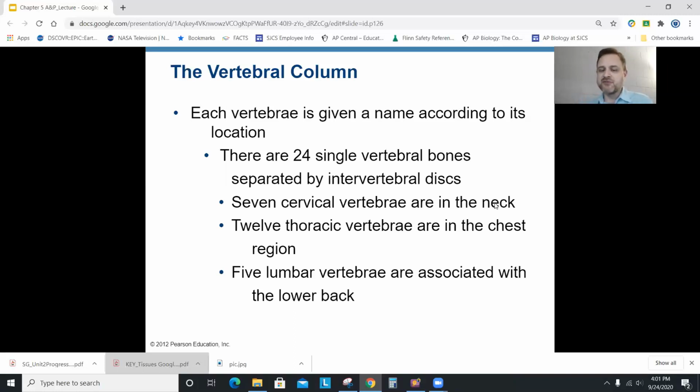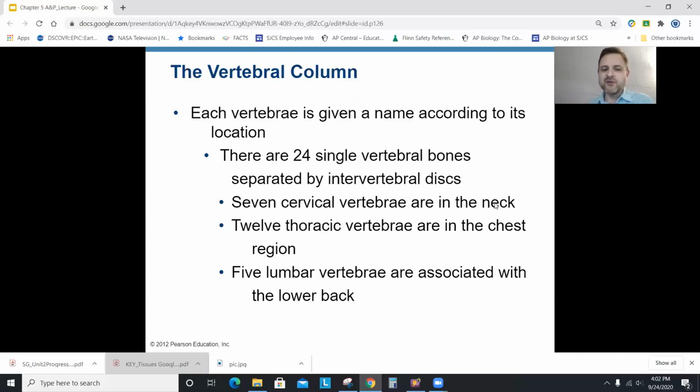There are actually 24 individual vertebra, separated by what are called intervertebral discs, which is just cartilage. Out of the 24, the first 7 are called cervical vertebra. Remember, cervical refers to your neck. The next 12 are thoracic vertebra, in your chest, or the back of your chest. And the 5 at the bottom are called lumbar vertebra.